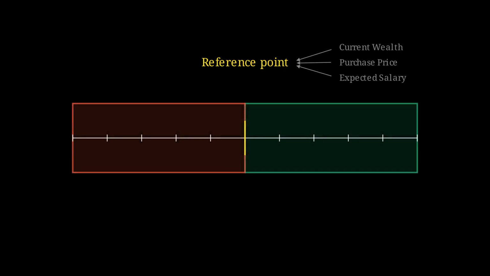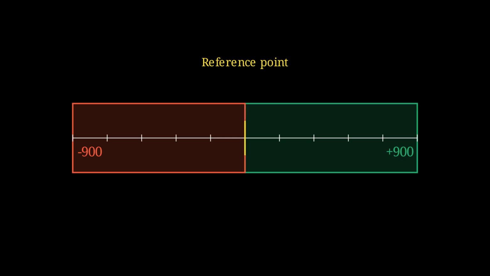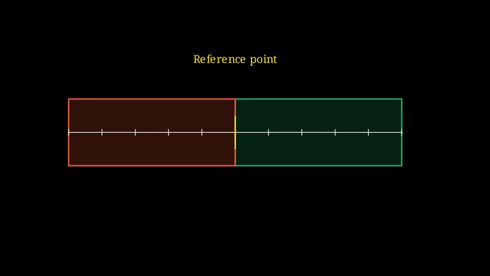Once you introduce a reference point, $900 is no longer just $900. It becomes either a gain of 900 or a loss of 900. And that distinction turns out to matter enormously. Now we can name the core mechanism: loss aversion.